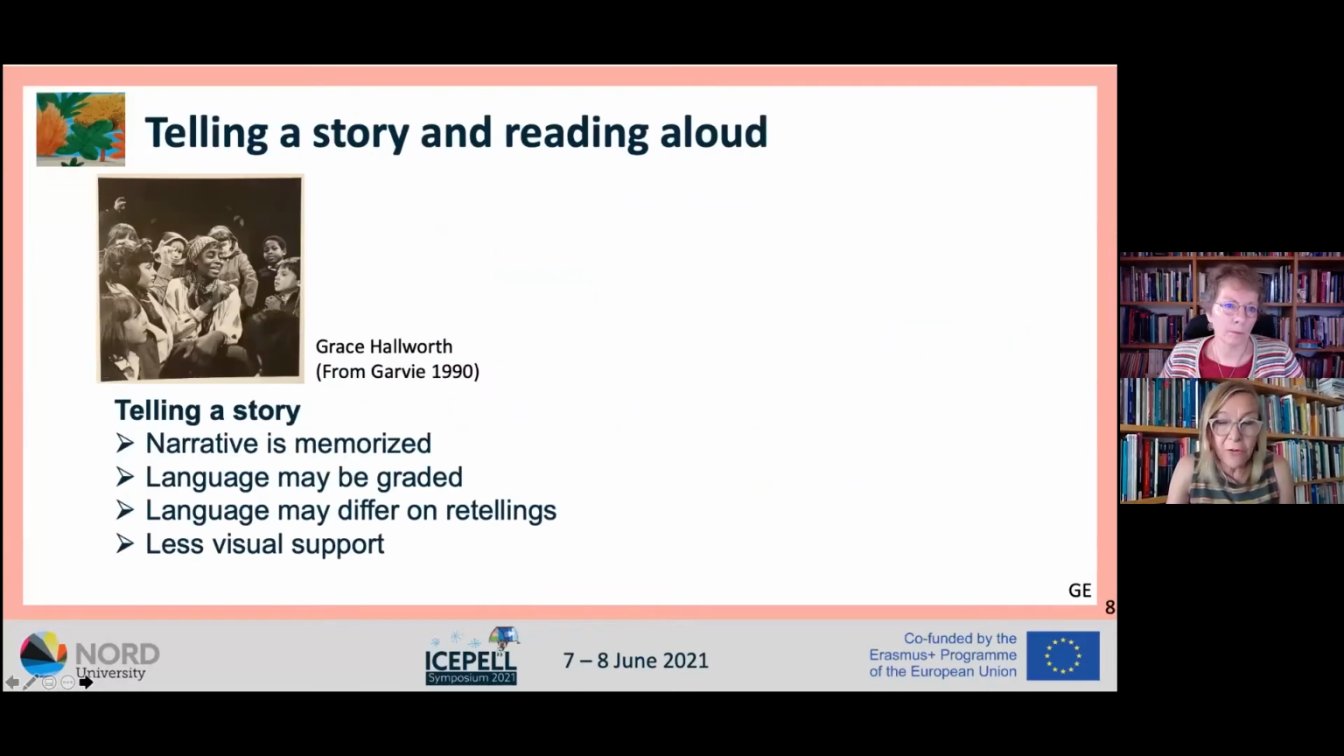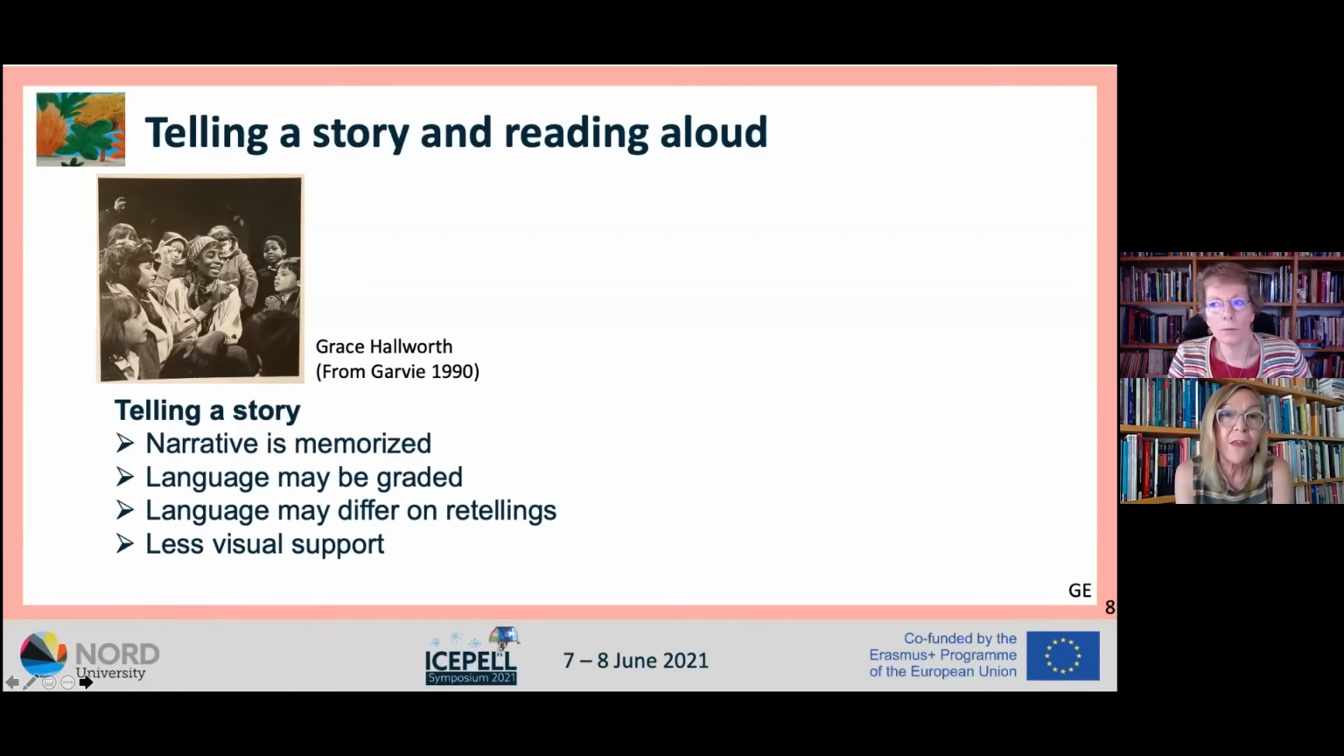So let us now look at the differences between oral telling and reading aloud from a picture book. When oral storytelling, the teacher needs to learn and memorize the story to tell it orally, that is, without a book. The teacher may grade or personalize the language for a particular group of children, and as the story is told from memory, it may differ on retellings. The child's role in the telling is very much that of a listener, and visual support is dependent on the storyteller's use of mime and gesture and possibly some props.